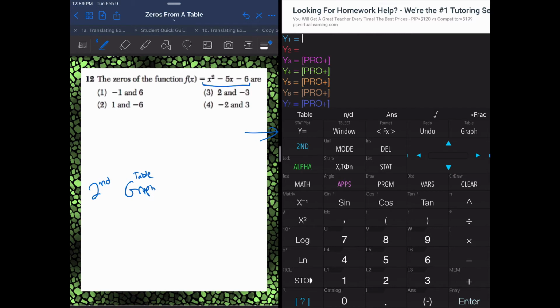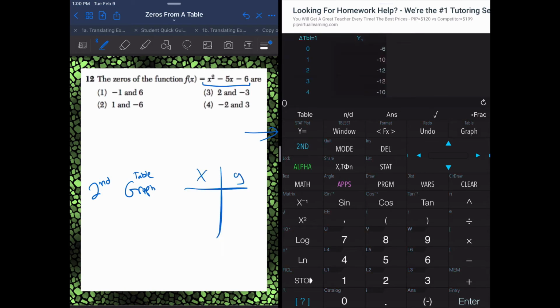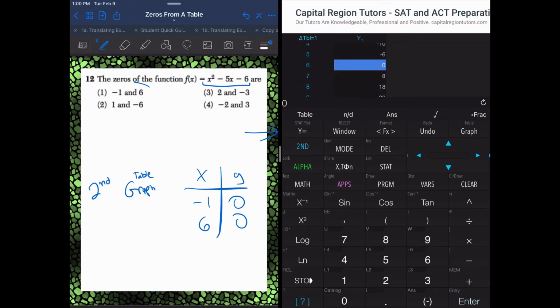So here's how you do this one. X squared minus 5x minus 6, second table. I am looking for where y is 0. First one would be negative 1. And the other one is 6. So negative 1 and positive 6, that is choice 1.